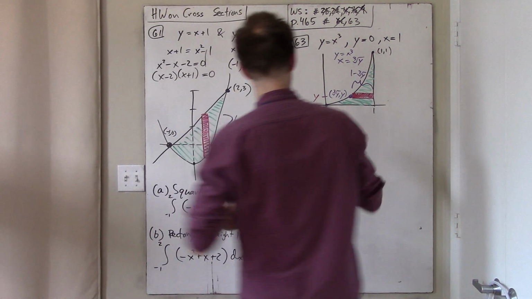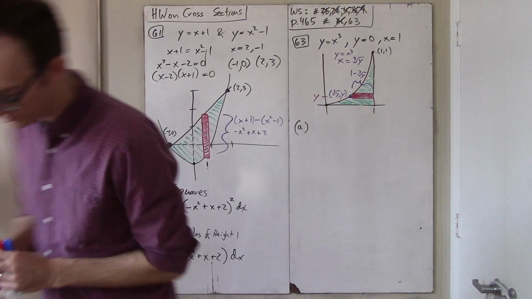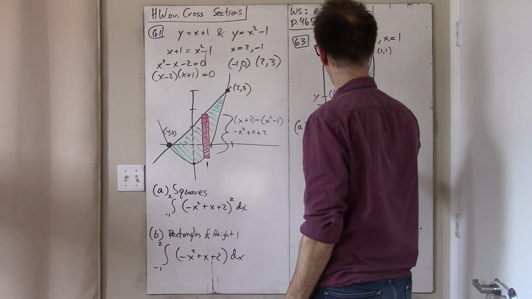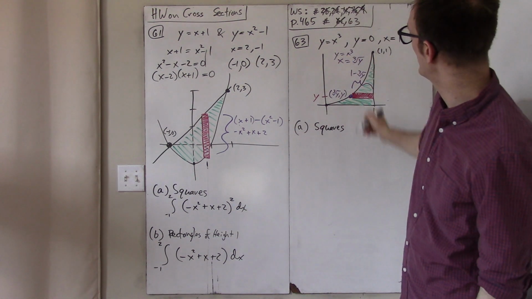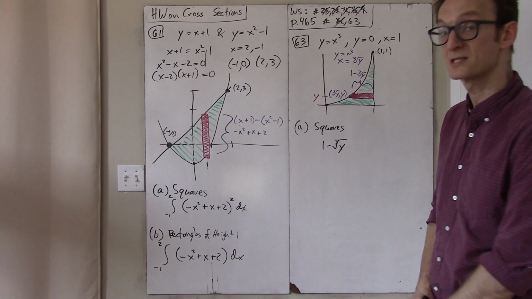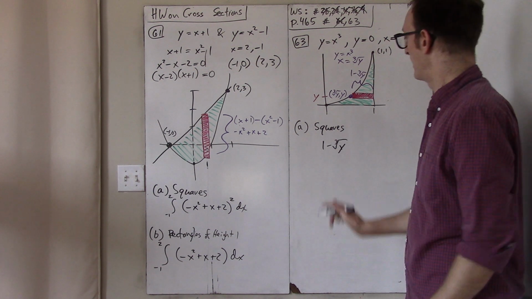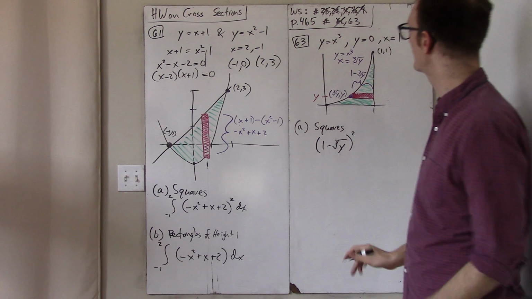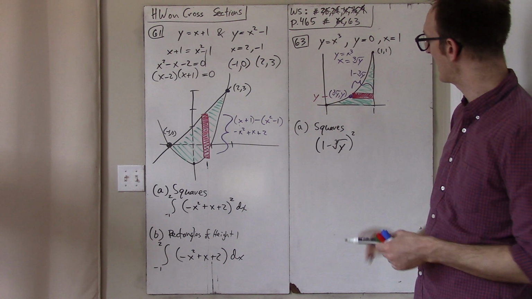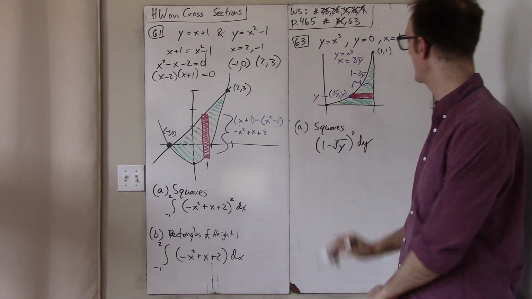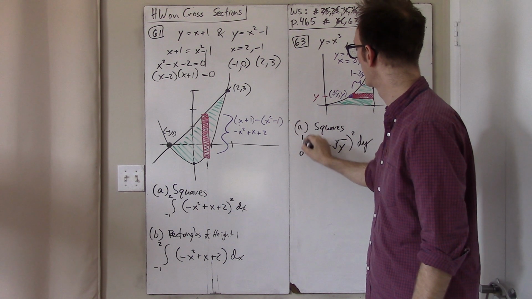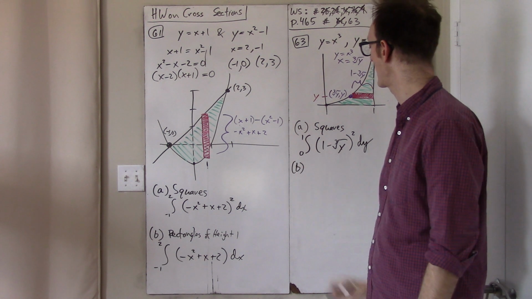Okay, so part A says squares, right? Cross sections are squares. Well, if cross sections are squares, then I simply take this 1 minus cube root y length, that's the length of the red rectangle, I square it to give the area of the square coming out of the board that has that red thing as a side length. I multiply by dy to give it some thickness, and I integrate all of them up the y-axis from 0 to 1. Okay, and I said don't do the integral, so just set it up.